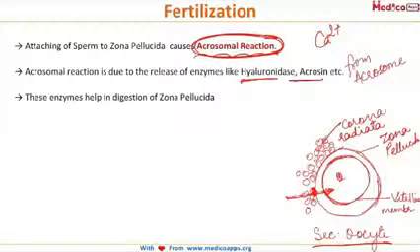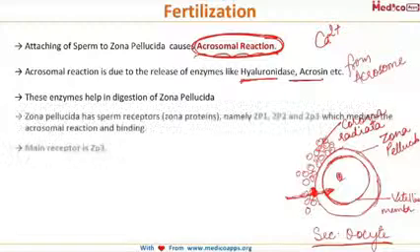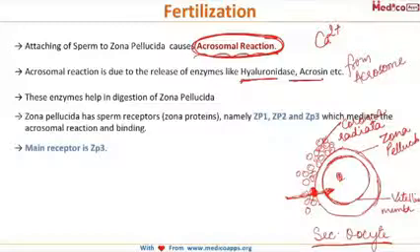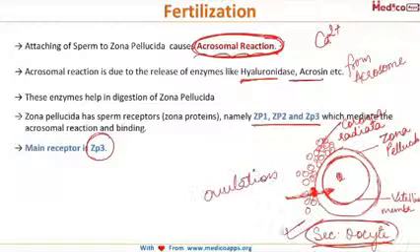Now, this binding of the sperms to the zona pellucida and the acrosomal reaction is all mediated by the sperm receptors present on the zona pellucida, which are also called zona proteins, named ZP1, ZP2 and ZP3. Among these, ZP3 is the main receptor mediating the acrosomal reaction. Now, I am always talking of the secondary oocyte here because remember, this is the stage at which ovulation occurs.